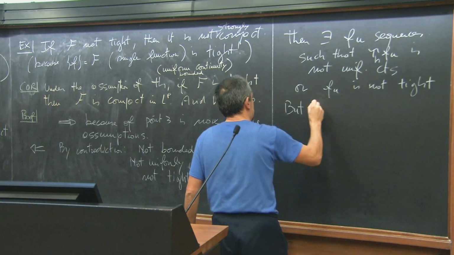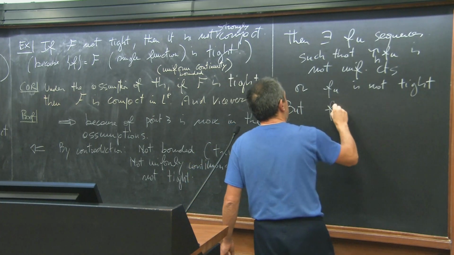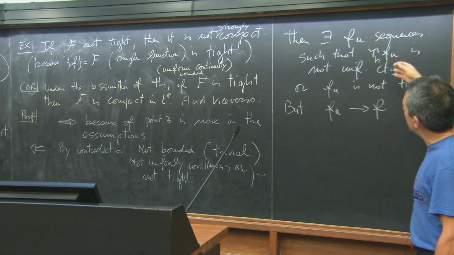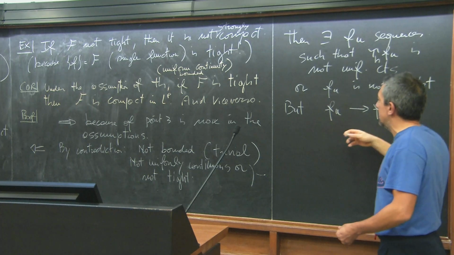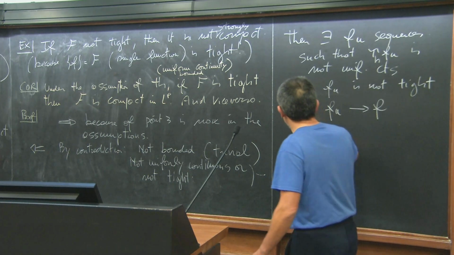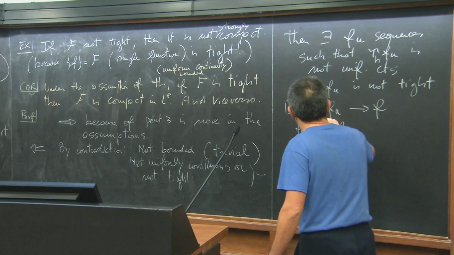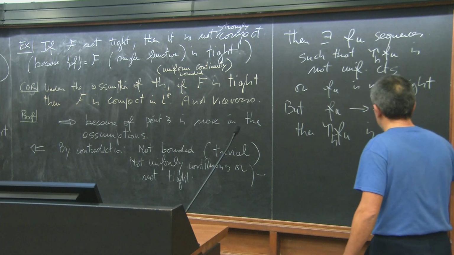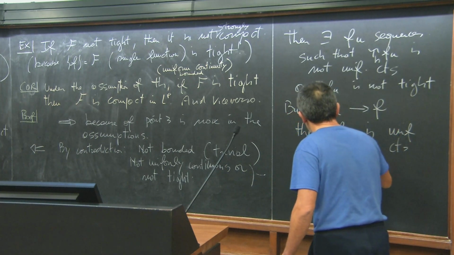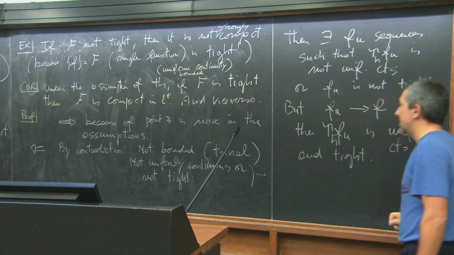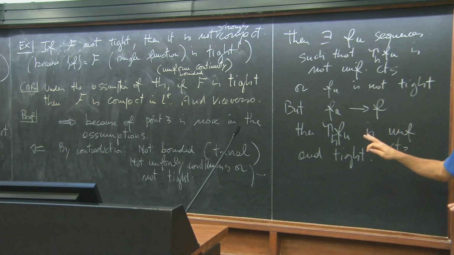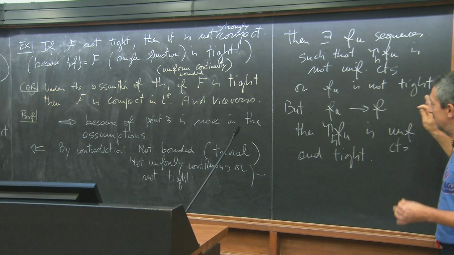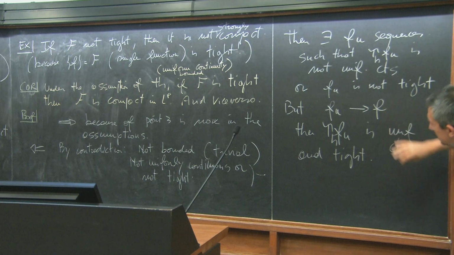Okay, this is the part of the exercise. But if Fn converges to F, so if I have a sequence which converges, then the family Fn is uniformly continuous and tight. Okay, this should be fixed a little bit better. I agree, and I leave it as an exercise. It's a nice exercise to fix it. And why is that so?